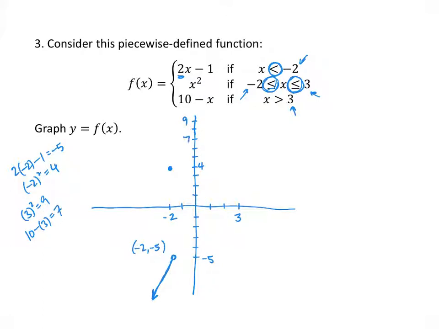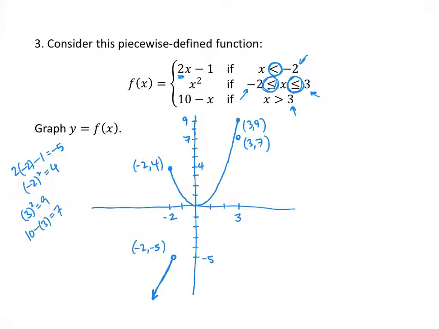So there's 9 and there's 7. So up here, I plot a filled in dot at 3 comma 9, and then an open dot at 3, 7, because the function doesn't actually go through the point 3, 7. So between -2, 4 and the point 3, 9, I have my parabola, just like we normally have for y equals x squared.